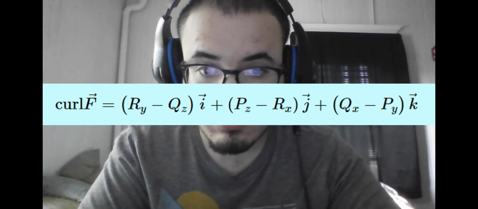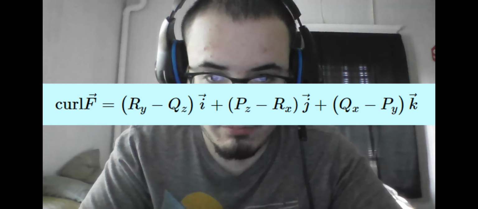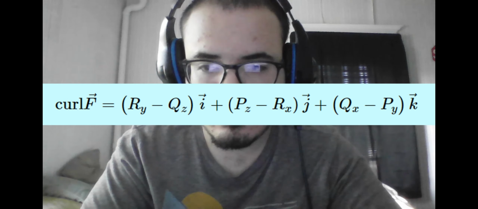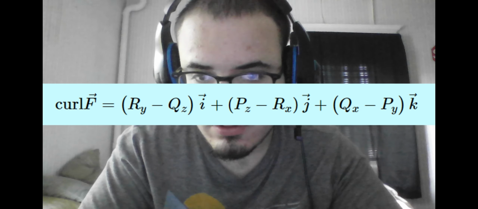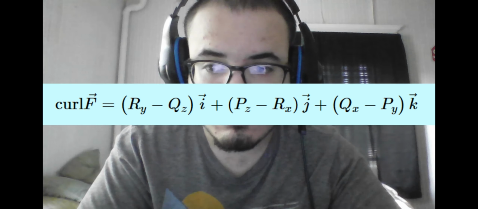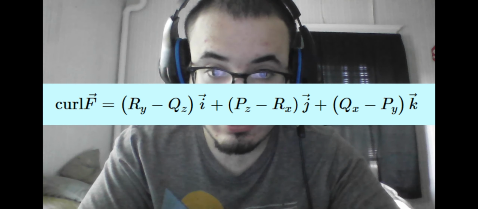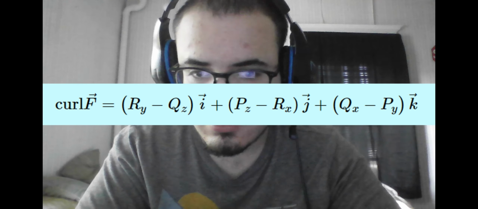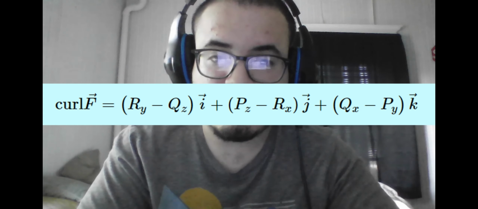If we have a vector field given in the notation we are familiar with, then the formal definition of curl is third component with respect to y minus second component with respect to z times the x-coordinate, or first component, of the vector, plus first component with respect to z minus third component with respect to x times the y component, j, of the vector field, plus second component with respect to x minus first component with respect to y times the z component of the vector field, k.